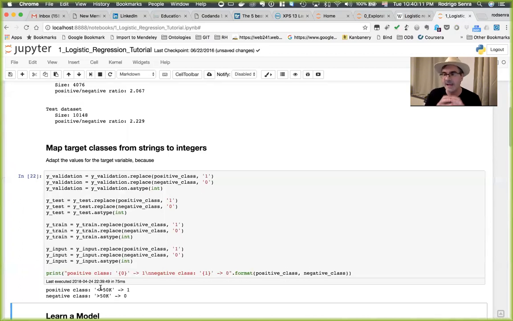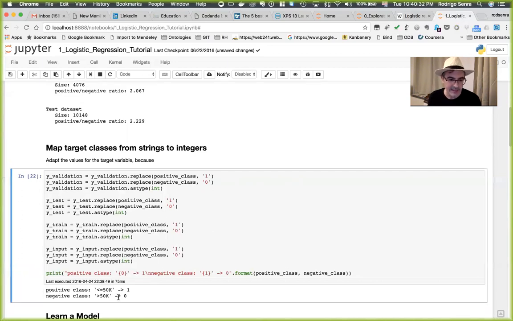So if it says you have a low salary and you indeed have a low salary, that's what we call a true positive. And if it says you're going to have a high salary and you have a high salary, we're going to call this a true negative. So the positive class is low salary, and the negative class is high salary. And this is completely arbitrary.